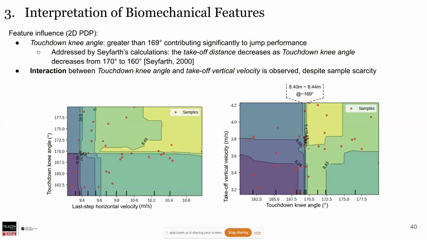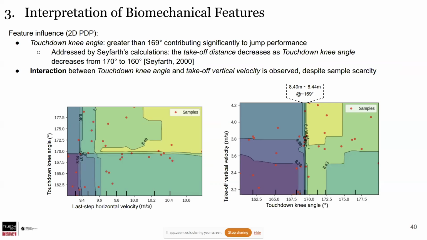And to look at how these features actually influence the performance, we check the 2D partial dependence plot. And here, for each plot, the horizontal axis corresponds to one feature, the vertical axis corresponds to another, and the color represents the performance. And the contour has also been drawn in these two plots.